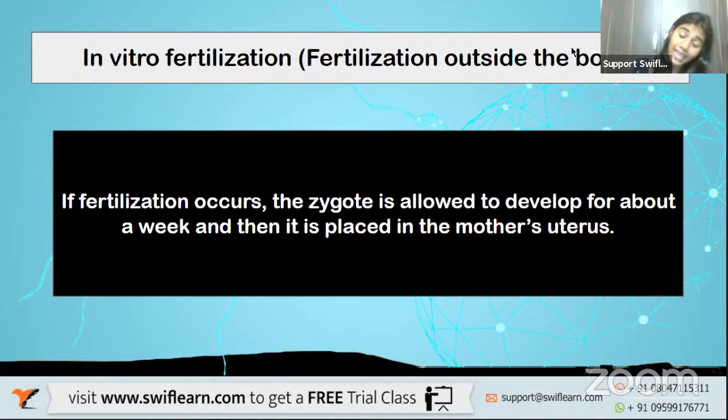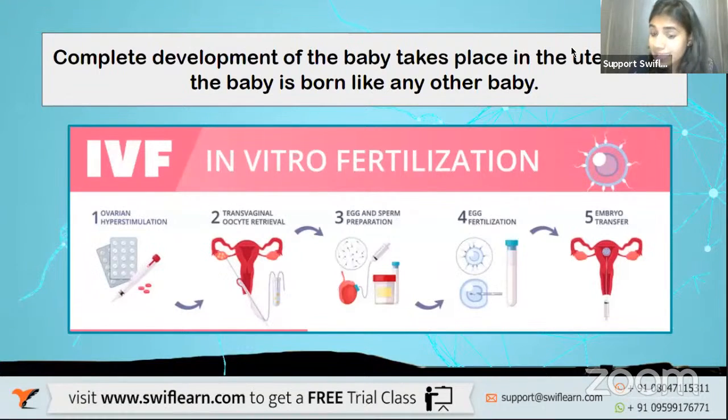Now, in case the mother is not able to develop the child inside the uterus, you can go for surrogacy also. Surrogacy means that instead of placing it in the mother, because the mother is not able to grow the child inside her uterus, they can put it into another surrogate woman. So if fertilization occurs, the zygote is allowed to develop for about a week, and then it is placed back into the mother's uterus. I hope this is clear. If you have any doubt, you can ask me.